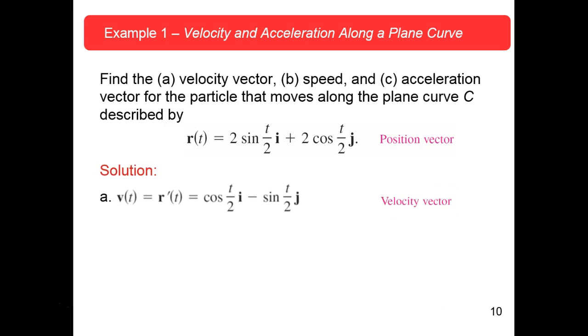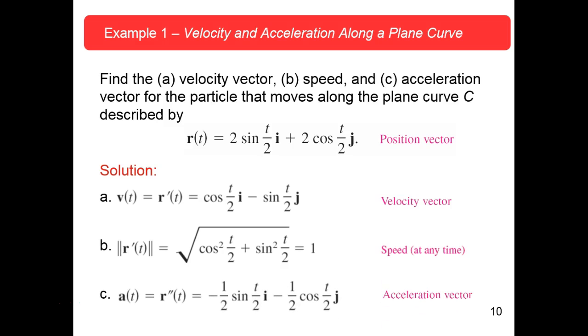So let's see how they did. Okay, v of t is the first derivative of r of t, which is cosine t over 2 i minus sine t over 2 j, exactly like we did. Then the magnitude of that is your speed, which is the square root of the first component squared plus the second component squared, which happens to be 1, anytime t is a constant. And then the acceleration is r double prime, which is minus 1/2 sine t over 2 i minus 1/2 cosine t over 2 j.